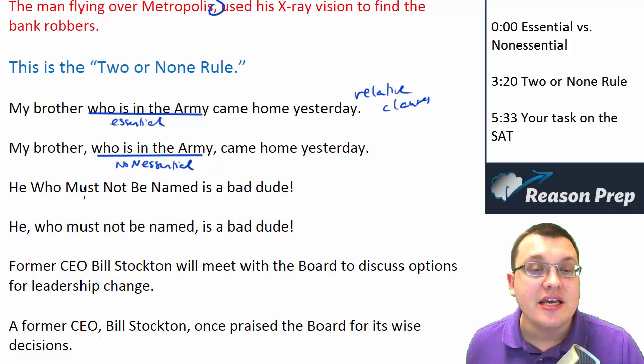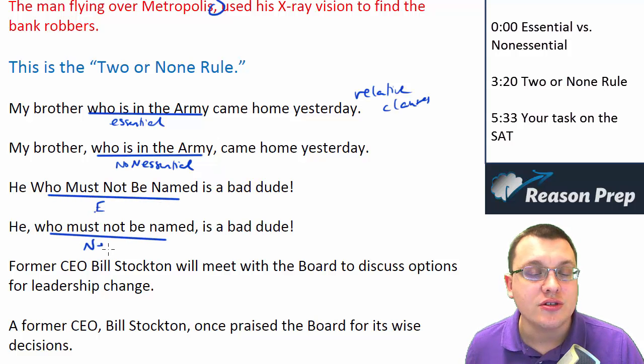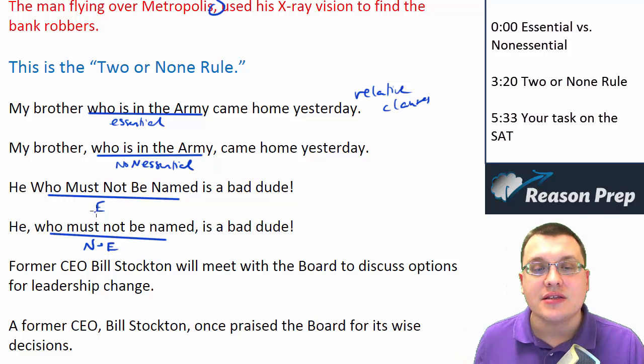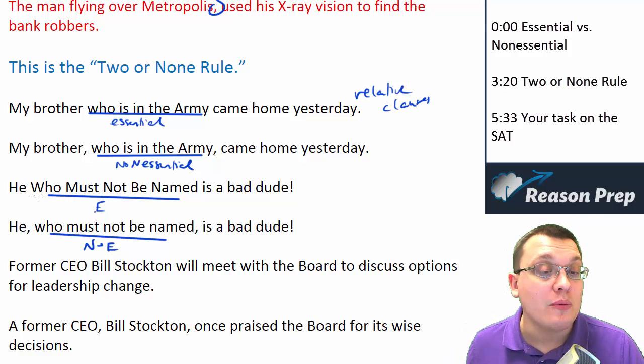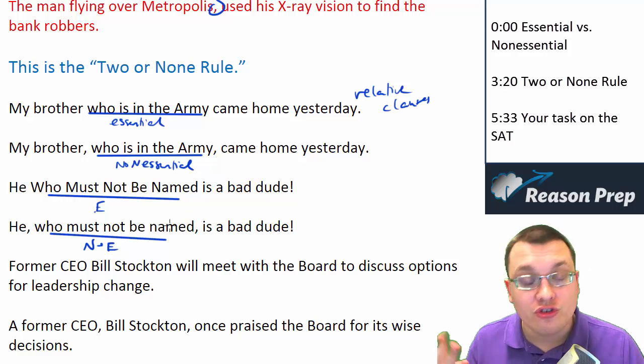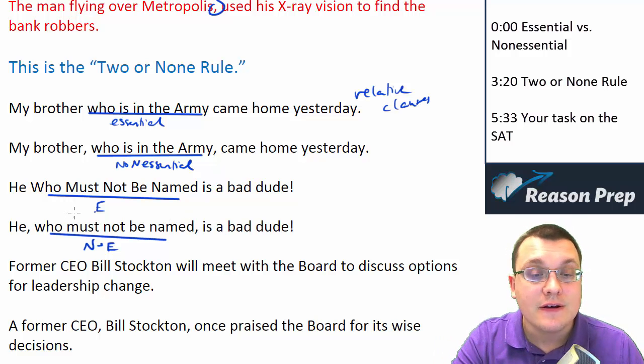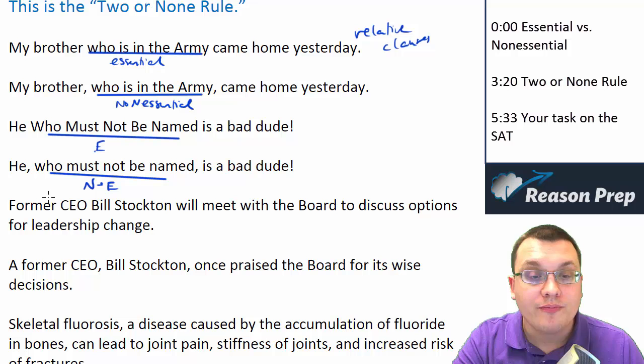How about this? He who must not be named is a bad dude, or He-who-must-not-be-named, is a bad dude. Again, this is essential. This is non-essential. And therefore it is reflected in the way it's punctuated and in fact how it's capitalized, though this is kind of specific to this kind of sentence. All that matters for us is that we use 2 commas or none in these cases. Again, kind of a relative clause.